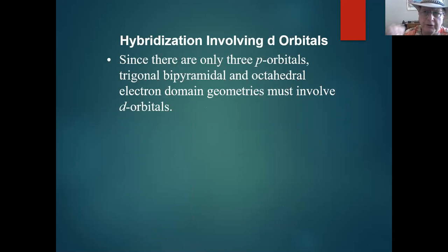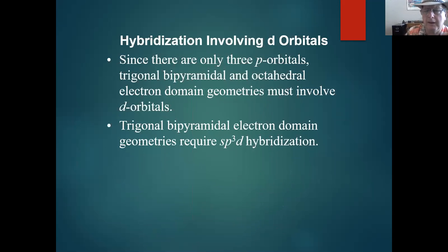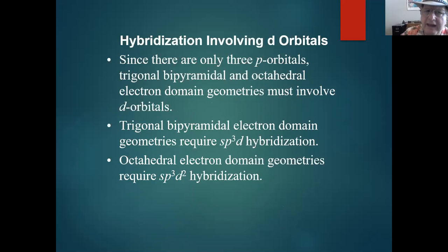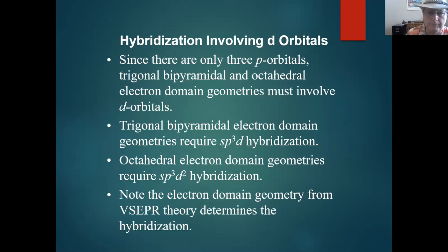So if I'm dealing with five things around the center atom, I have to employ a D orbital. So the hybridization for five things around it is SP3D. If I have an octahedron, that's going to involve two D orbitals. Now, if I'm dealing with SP3D2 hybridization, that leaves me three D orbitals that are not hybridized.